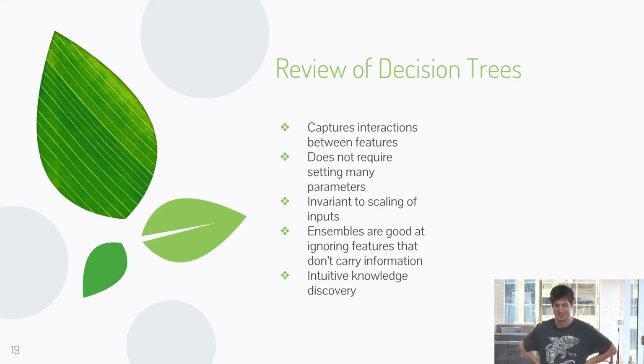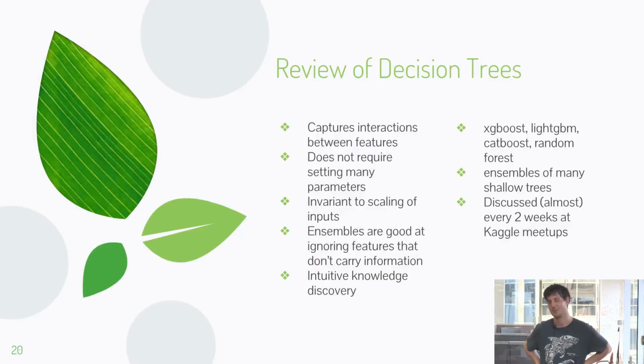So let's review decision trees. They're great at capturing interactions between features. They're very intuitive, which is my favorite thing about them. I can actually understand what it's learning. They're great for ensembling with neural networks because the learning style and the learning algorithm is very different.